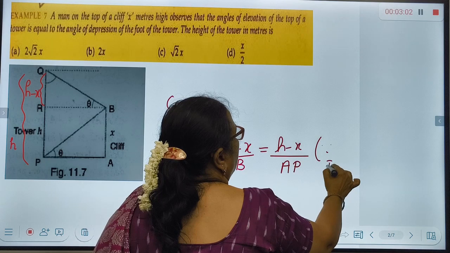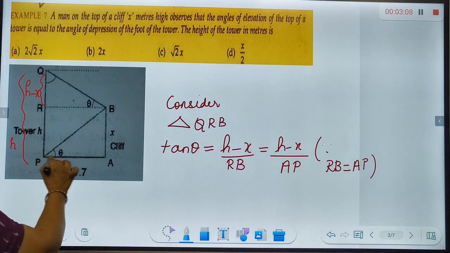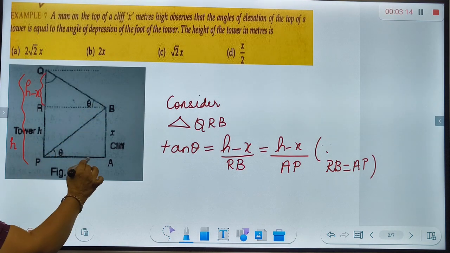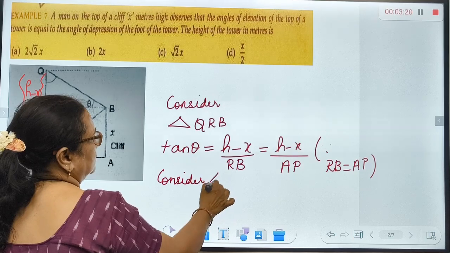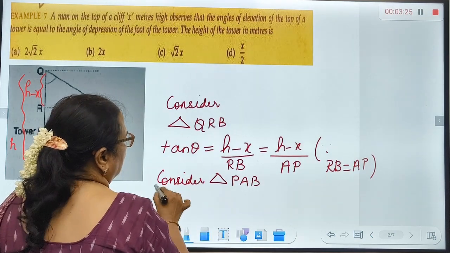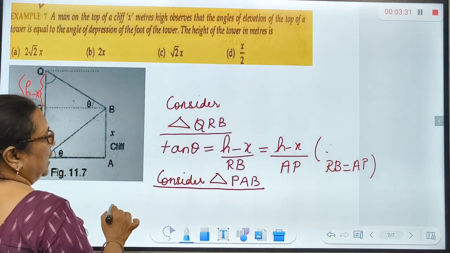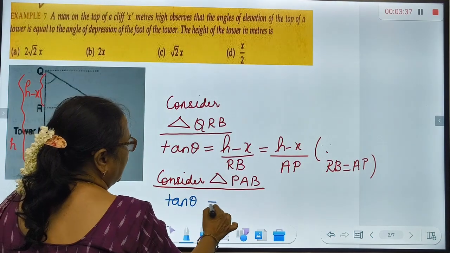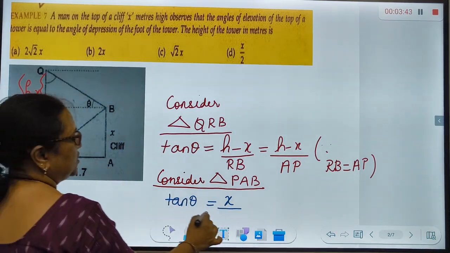Why? As RB is equal to AP, because both of them represent the horizontal. They are parallel to each other. Now let us look at this triangle. Now consider triangle PBA or PAB. So if I apply tan theta, I get tan theta equal to opposite side, which is x, by adjacent side, which is AP.